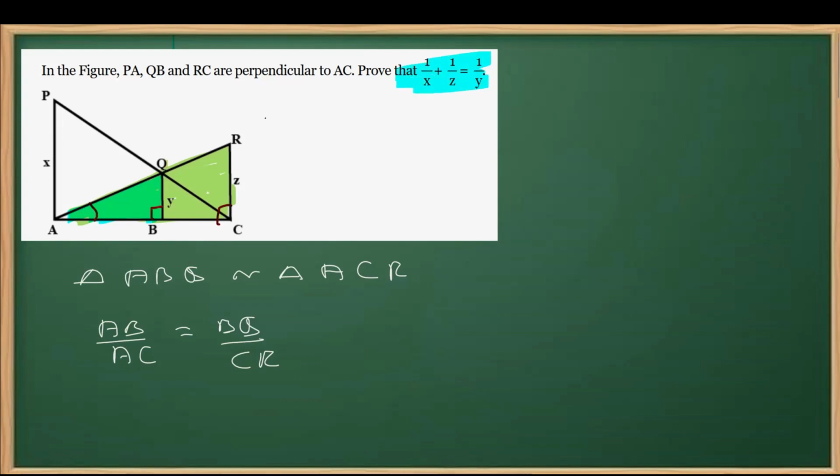So if I plug in the values of what we know, this is AB over AC. I can replace BQ from the figure. BQ is y, and from the figure CR is z. So let's mark it equation 1. Once we have proved these two triangles similar, next we are going to prove the other two triangles similar.